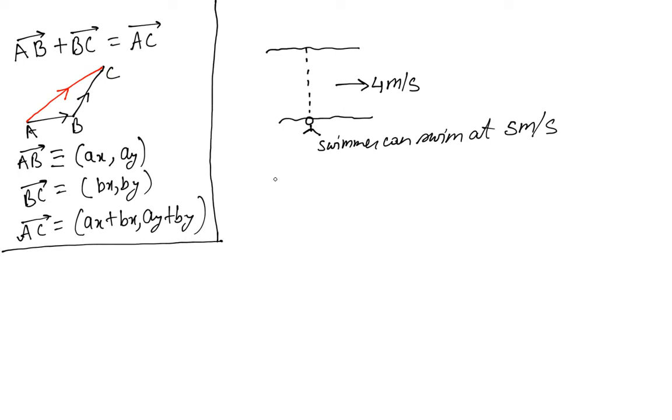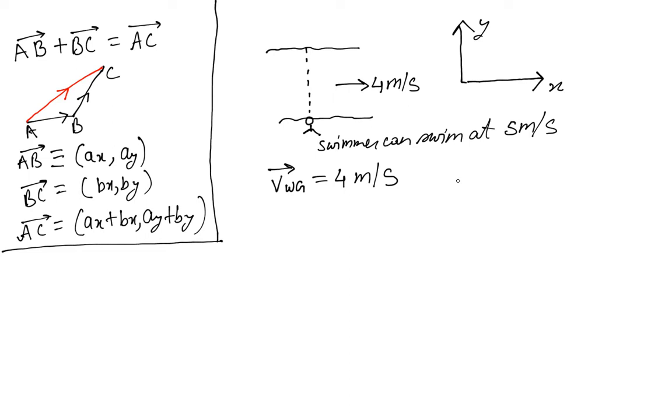so what are the vectors? First of all, velocity of water with respect to ground is 4 meters per second. As we have already talked about, we always should have an axis system whenever we have a problem related with vectors. This is the x-axis, this is the y-axis. Now you can see that 4 meters per second is completely in the x direction.